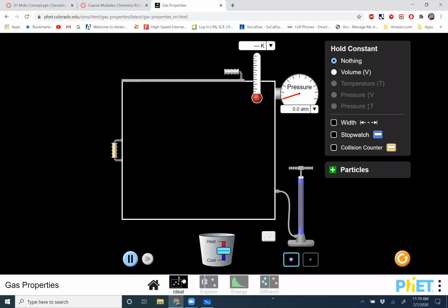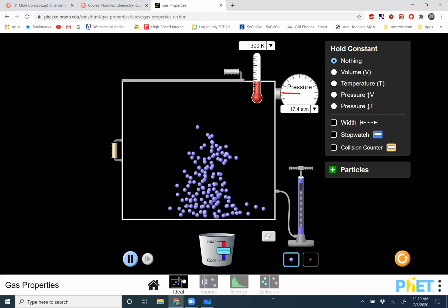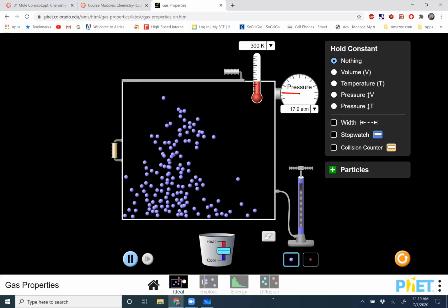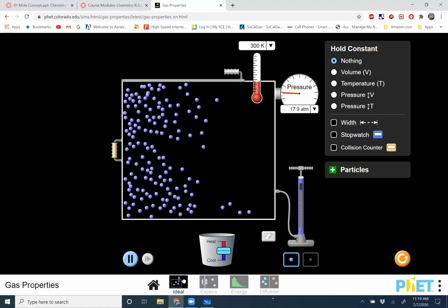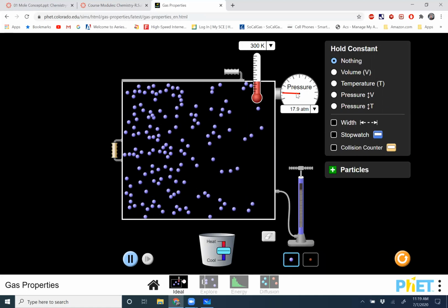So anyway, if we have gas in here, you can see these little gas particles bouncing around, flying around. And when they bounce off the walls of their container, that is what causes our pressure.